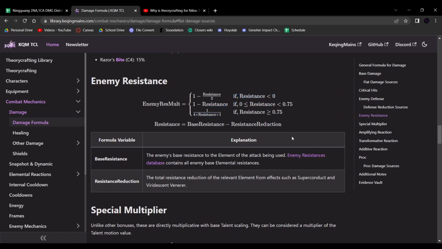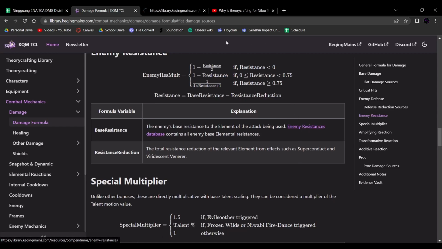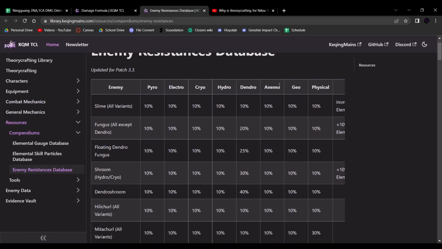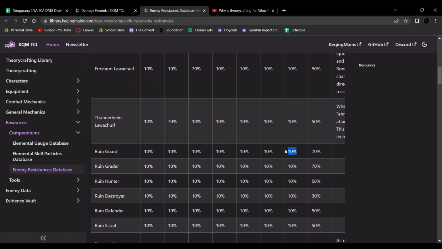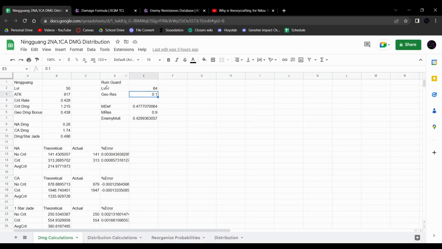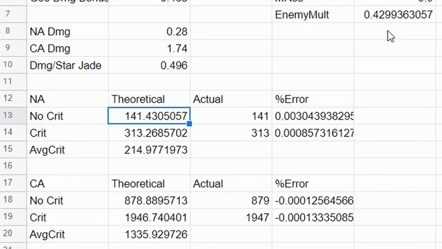If we want to know the resistance of the enemy, we can find it in the enemy resistances database, which is pretty basic. So here we have Geo, and we have a Ruin Guard, so we just need to find the Ruin Guard. Ruin Guard, Geo, 10%. Over here, you can see right there. And I've calculated out pretty much everything already. So here we have the no crit, which is 141. Then we have crit, which is 313.